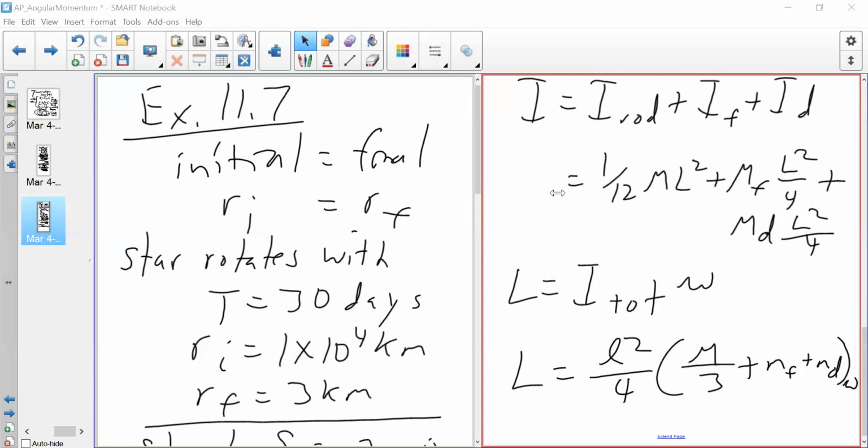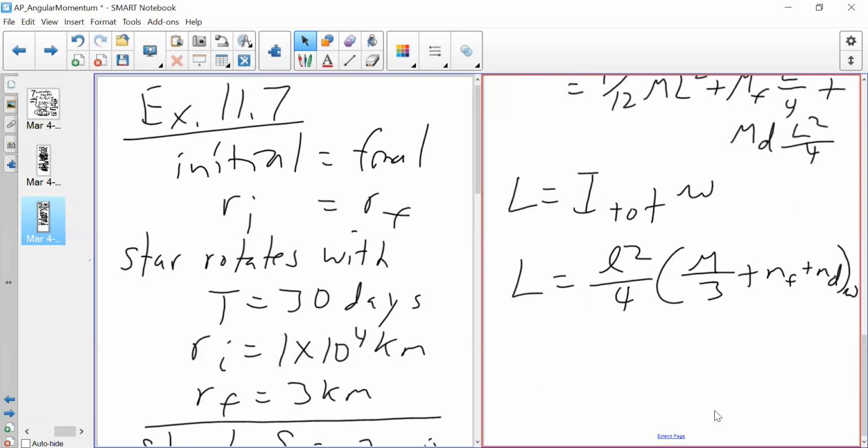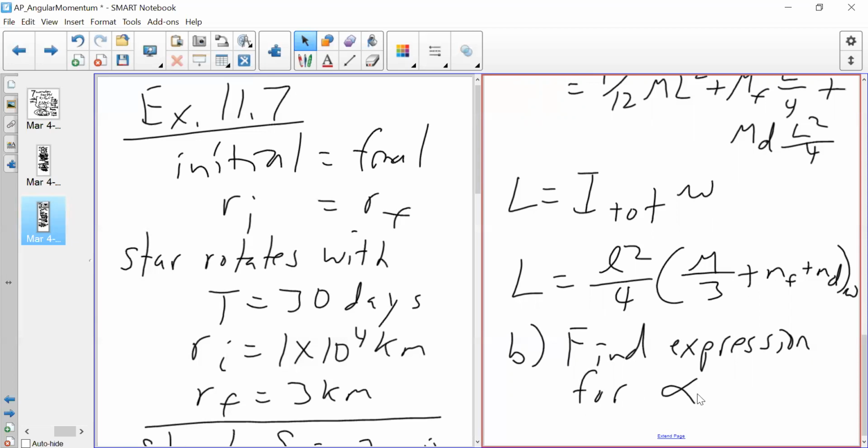No, you're thinking torque. So the moment of inertia is just mass, so scalar. Okay, so we'll get into your question in part B. I'm going to find the expression for angular acceleration alpha.